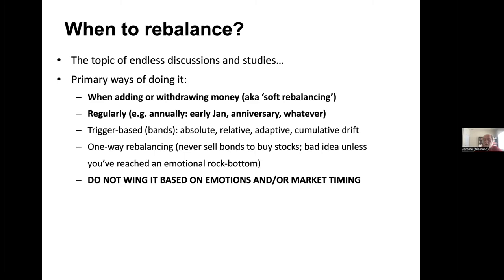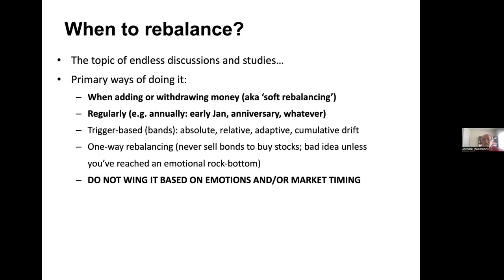So if your plan was to sell bonds and buy stocks when stocks drop 30%, and that's part of your plan, and to rebalance at another point later on, that would be acceptable to you because that's part of your plan, not a reaction.